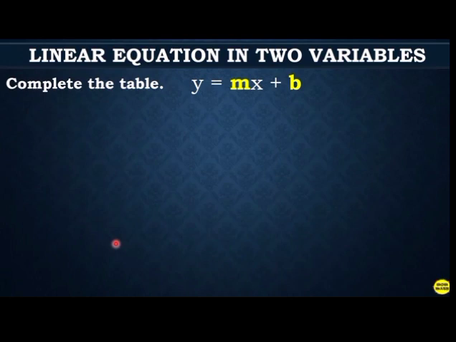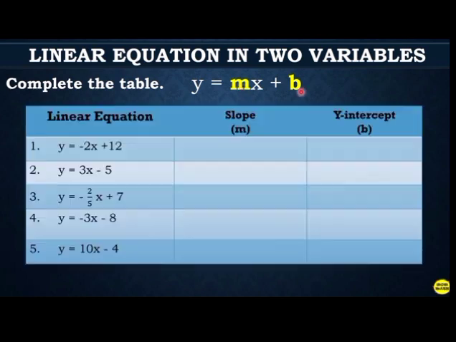So let's proceed to the slope-intercept form, wherein your m is your slope and b is your y-intercept. So this is one way of writing a linear equation in two variables. It is the slope-intercept form because you have the slope and y-intercept. Okay, so let's complete the table.